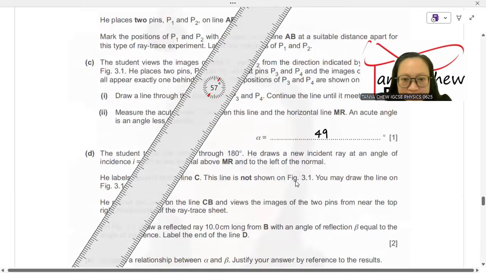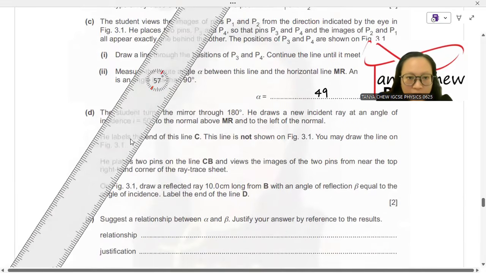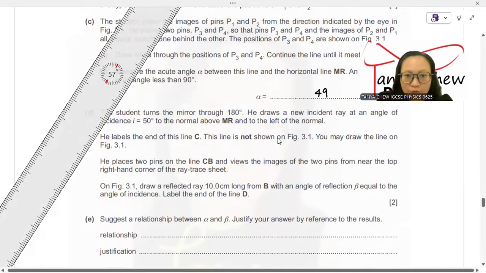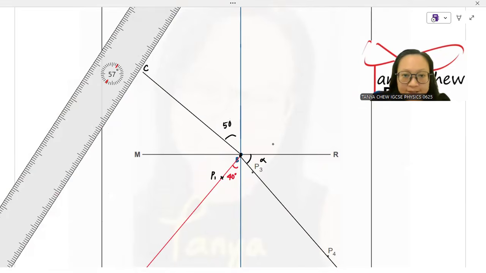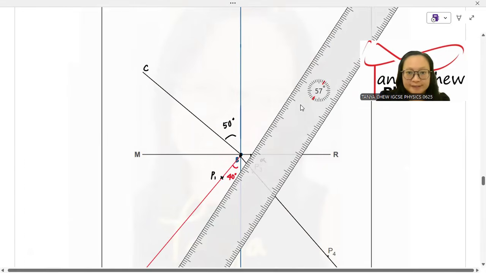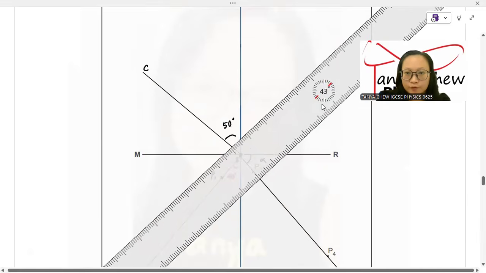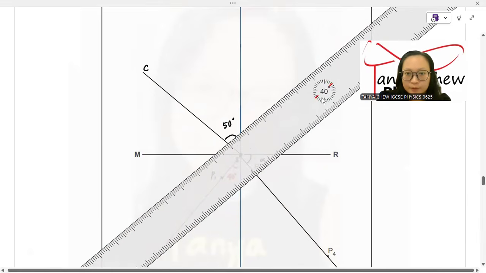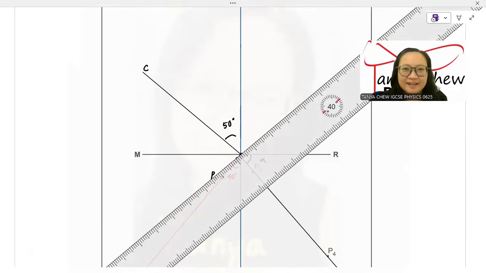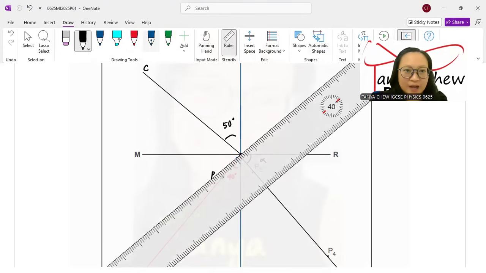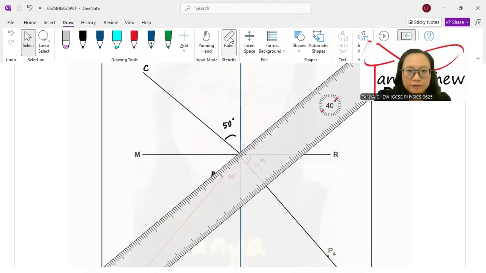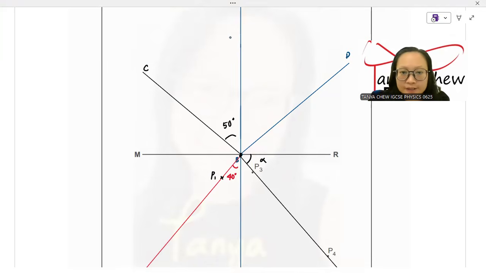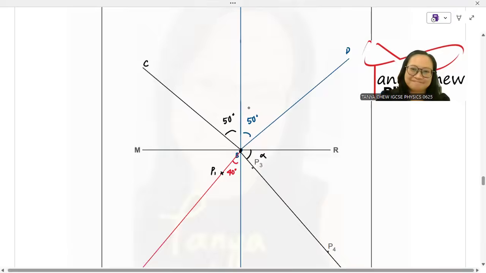The angle of incidence is 50 degrees. Here is 50 degrees, so you have to draw exactly the same 50 degrees on the right-hand side. This is the one that you have to draw. I'm going to draw it using blue color, and then you have to label it as D. This is also 50 degrees.